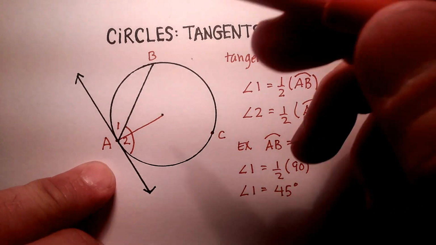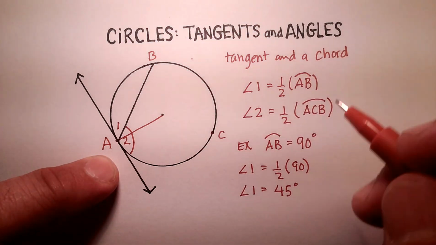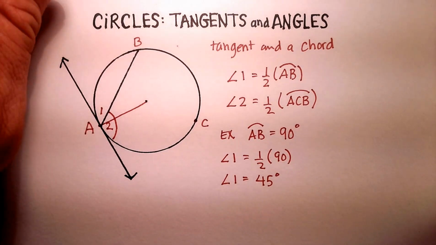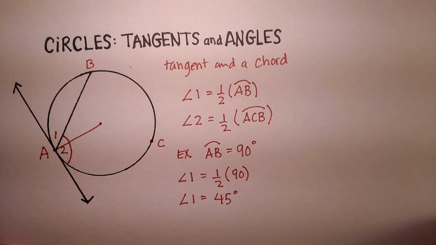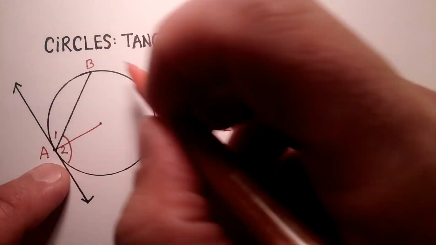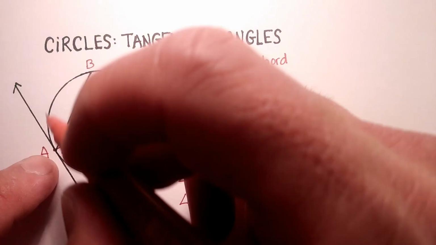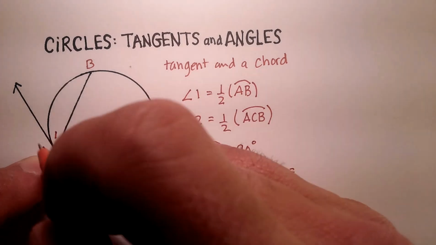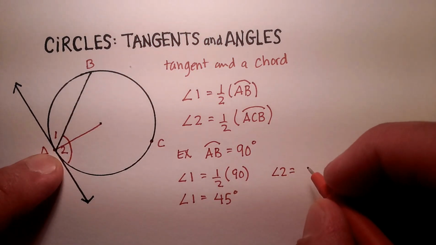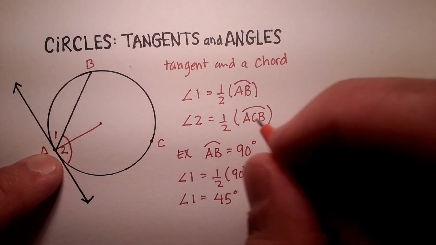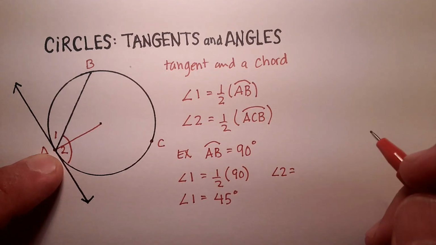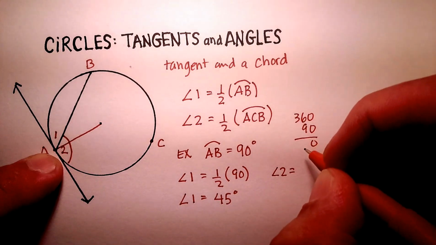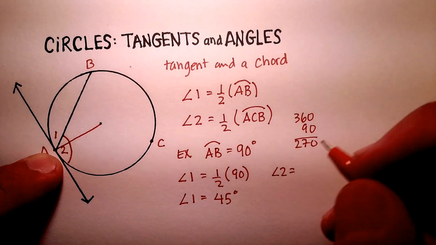Okay. Now, let's find angle 2. Let's move this slightly over. Okay, there we go. We know that the circle is equal to 360 degrees, so the intercepted arc would be 360 minus 90. 360 minus 90, right, would be equal to 270.